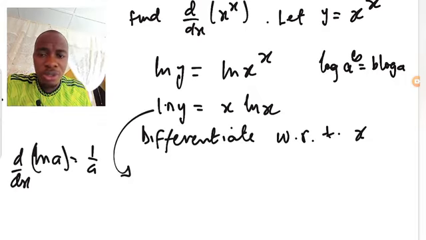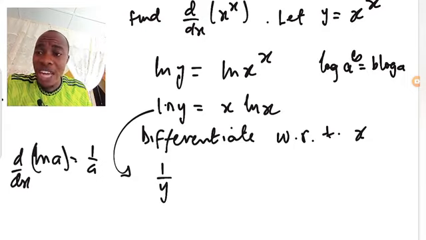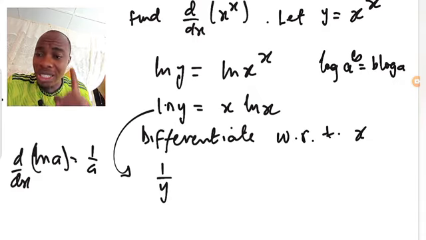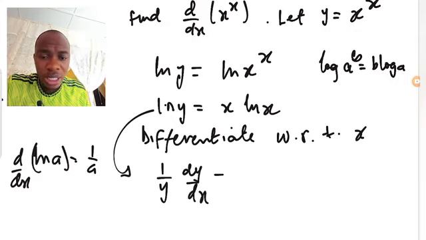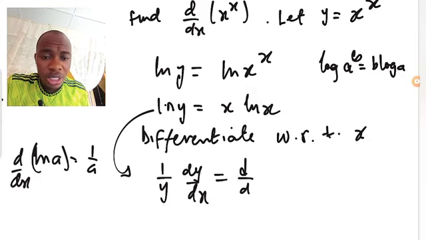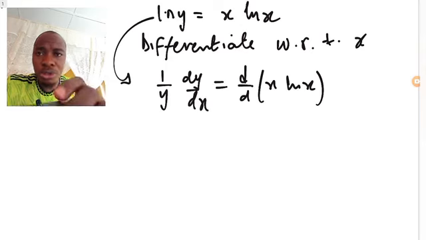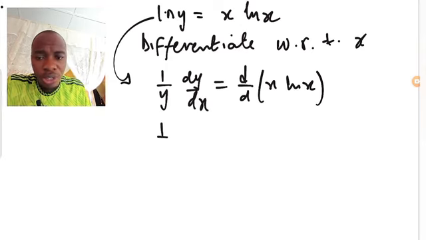From here, we're going to have 1 over y, but this y is a function of x. If you remember what we did in implicit functions, we multiply this by dy/dx, then equals. Here we apply the product rule to d/dx of x ln x. So we have 1 over y dy/dx equals.